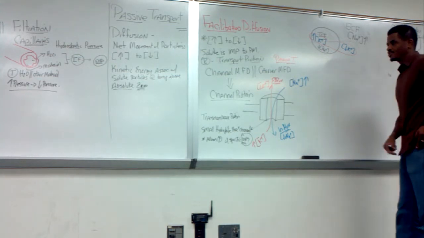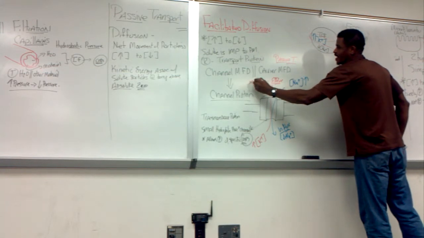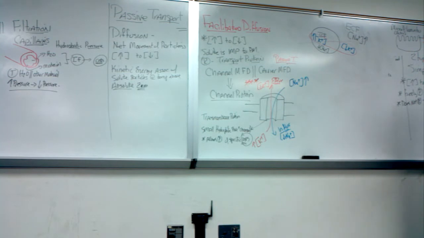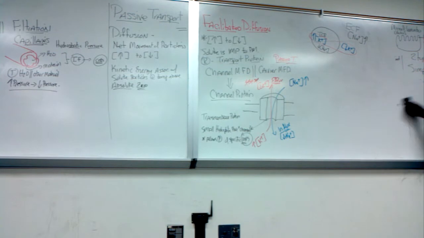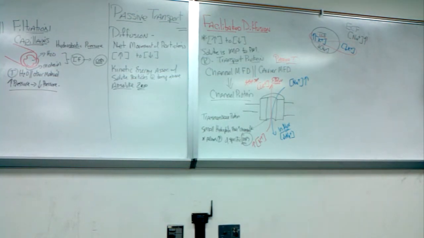So we want to keep this in mind forever. Sodium is higher outside versus inside, potassium is higher inside versus outside, and in passive transport, sodium goes in, potassium goes out, and we'll see the opposite when we talk about active transport. We take a look at carrier-mediated facilitated diffusion, the second type of facilitation.